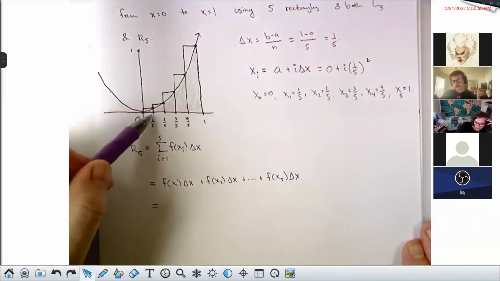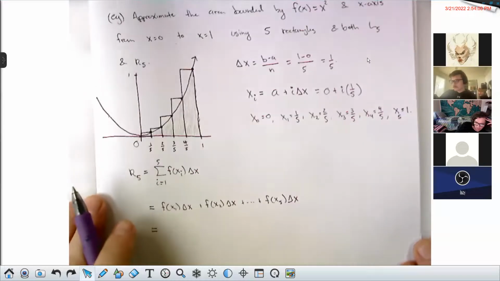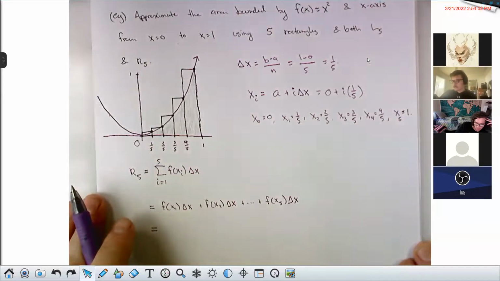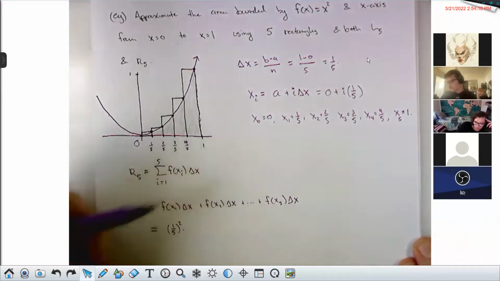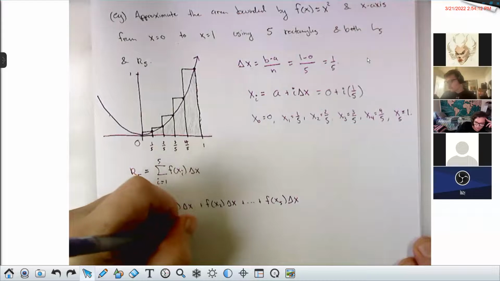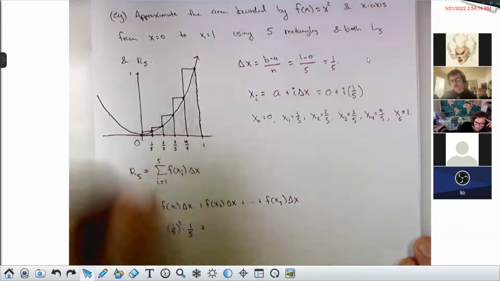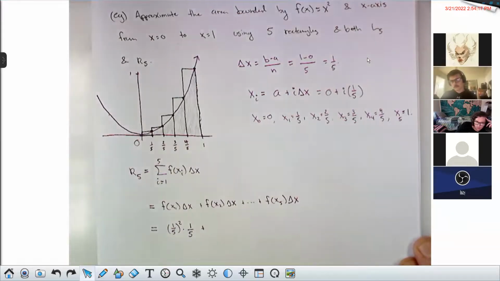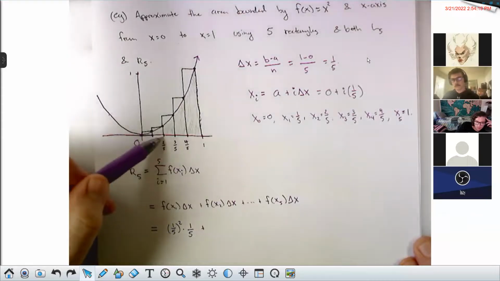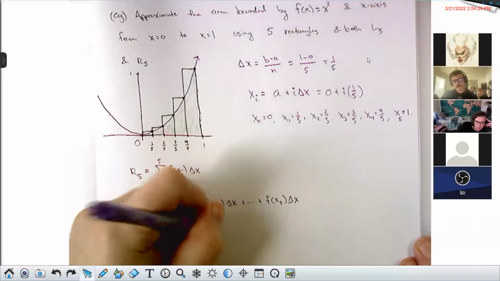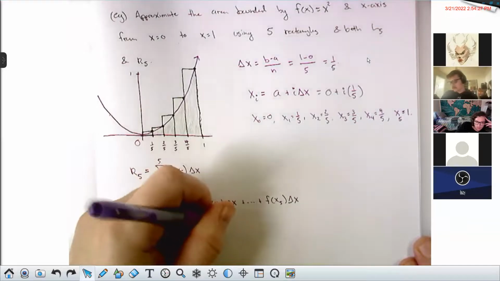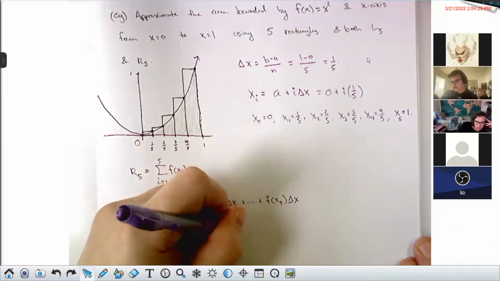f of x1, well, f of x is x squared, right? That's the function we're working with here. And x1 is 1/5. So this is 1/5 squared times delta x, which was 1/5, plus f of x2. Well, x2 is 2/5. The height of this rectangle, therefore, is 2/5 squared. That's f of x2, 2/5 squared, and delta x is still just 1/5.